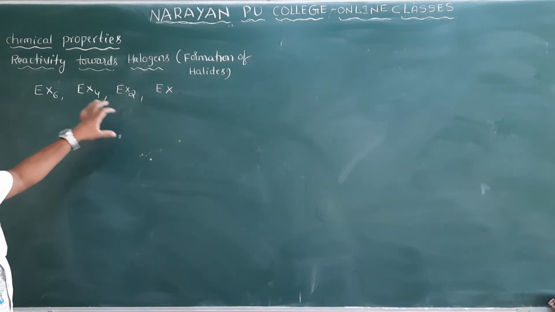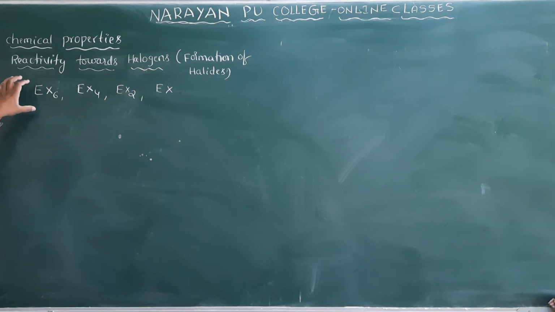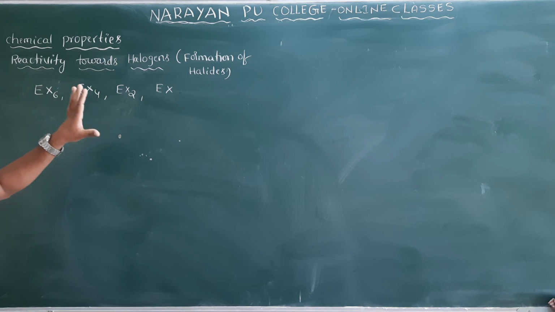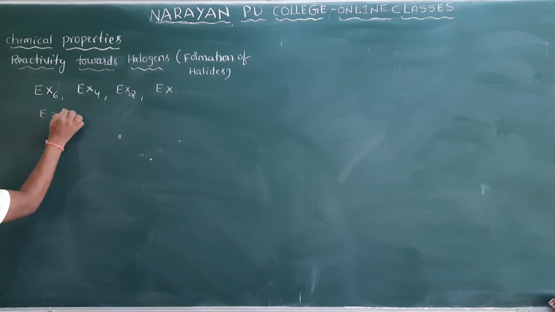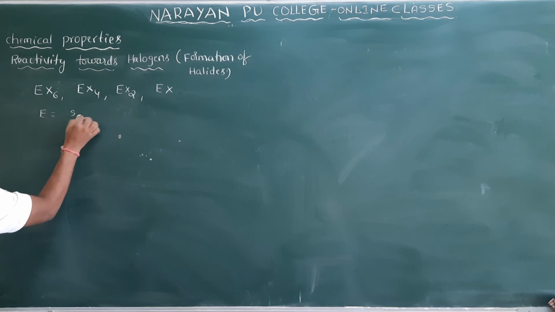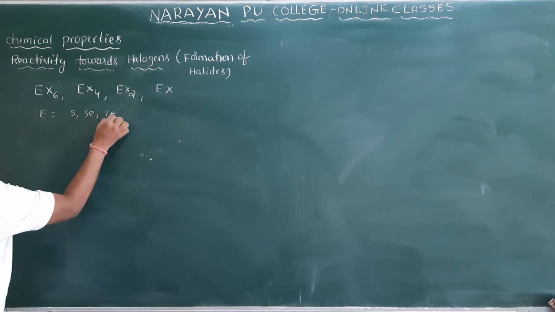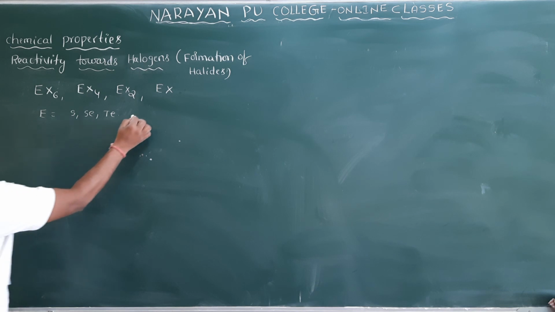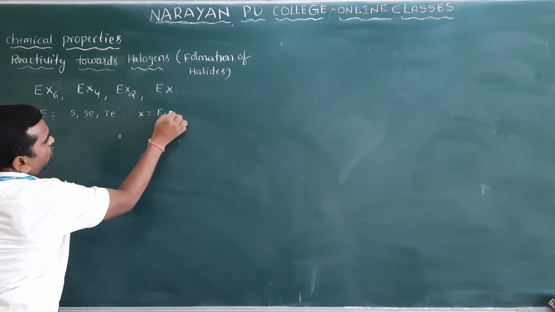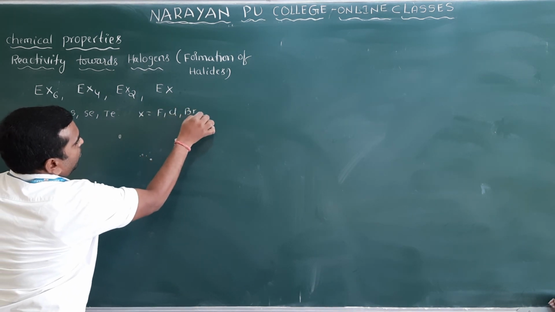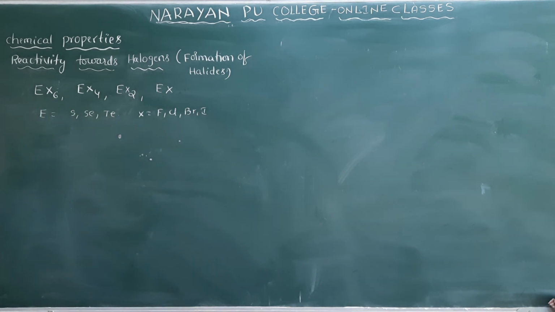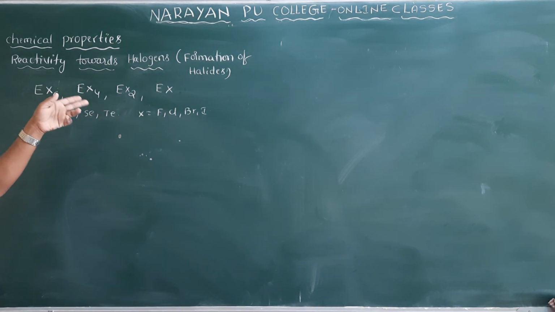So how many types of halides can 16th group elements form? 4 types. Clear? What is E here? E is a 16th group element, mainly sulfur, selenium, tellurium. What is X? X can be fluorine, chlorine, bromine and iodine. First we will discuss hexahalides, and after that we will go for tetra, di and mono.